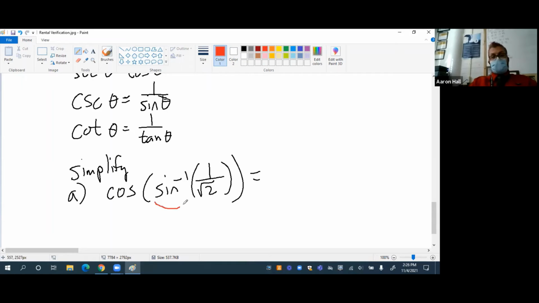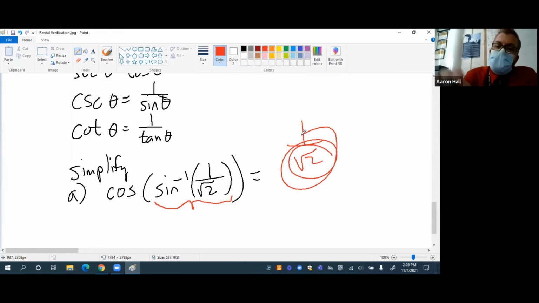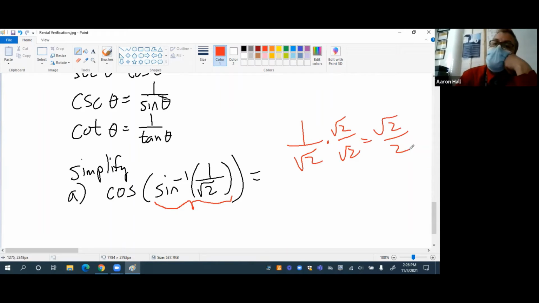Well, what's this piece here? Is this a special angle? What is 1 over the square root of 2? It's not simplified because the square root of 2 is in the denominator. So I'm going to multiply by what? Yeah, the square root of 2 over the square root of 2. So that gives me the square root of 2 over 2, which means that it is one of our special angles. This piece here is the same thing as saying sine of theta equals the square root of 2 over 2.